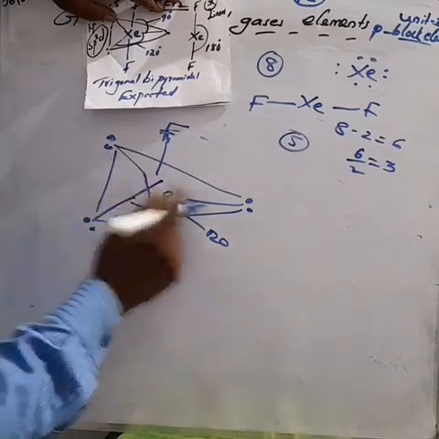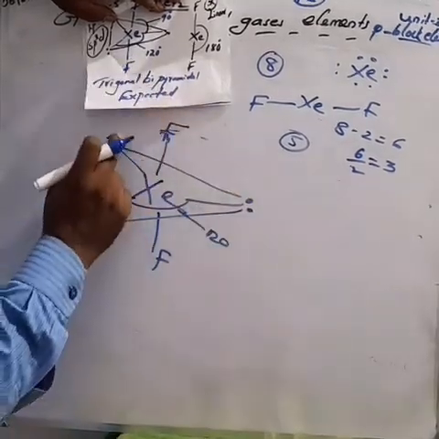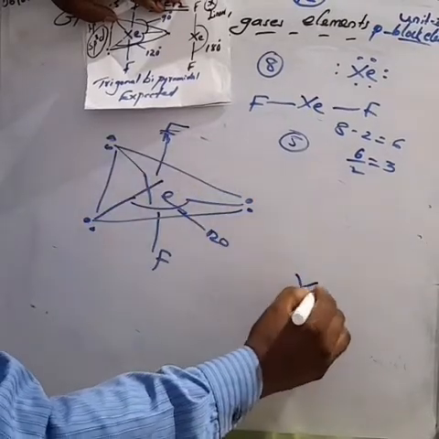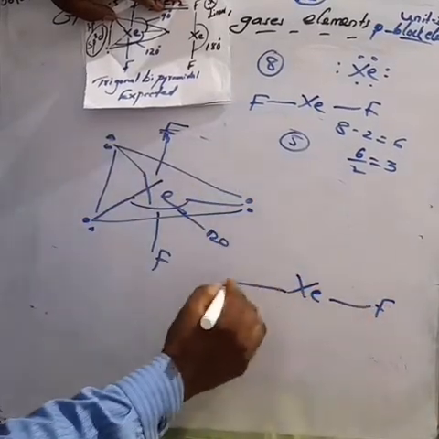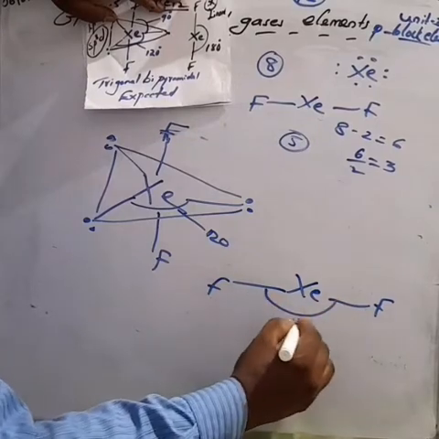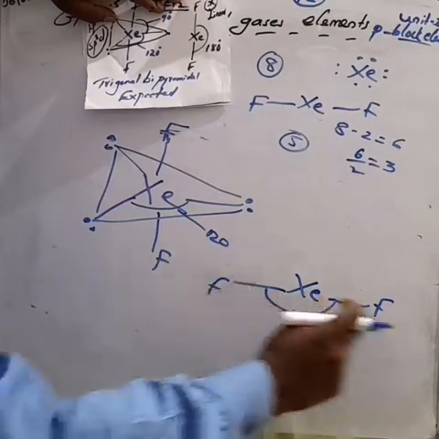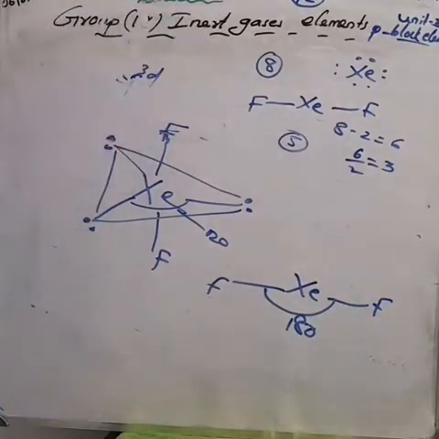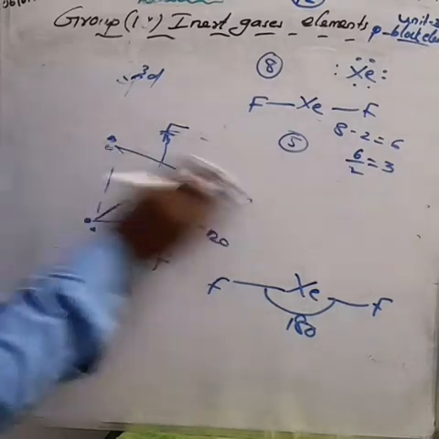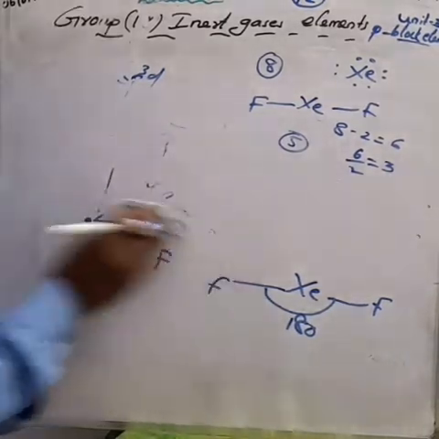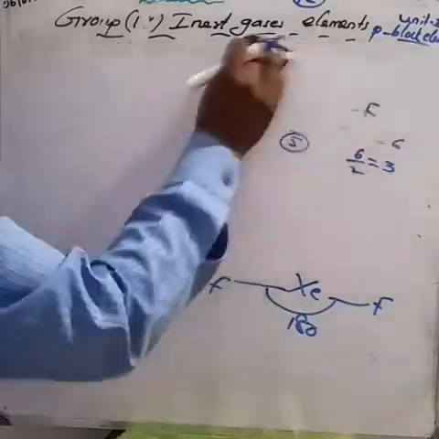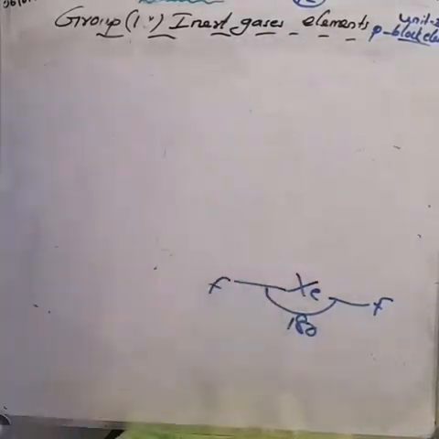For the second one, I am not considering these 3 lone pairs of electrons. I am just drawing Xe and F, F. Now what is the angle? 180 degrees. All of you know that 180 degrees means a linear shape, a straight line. Without considering the lone pairs, it is a linear shape. That is about the first compound.